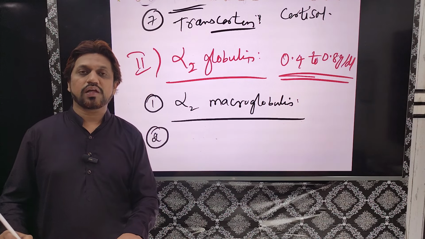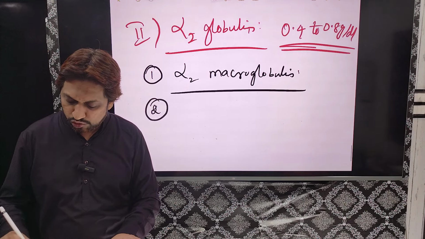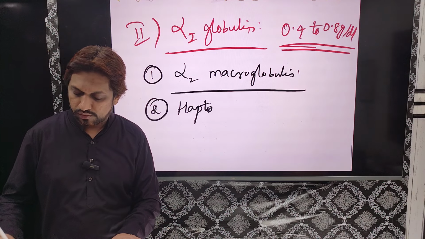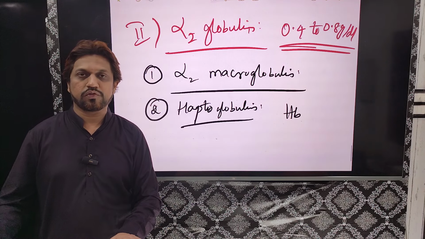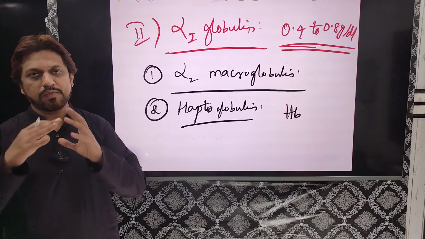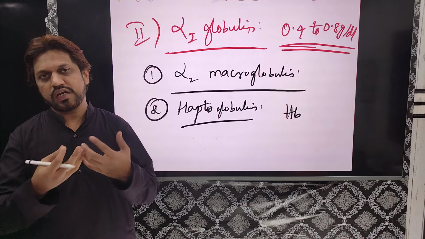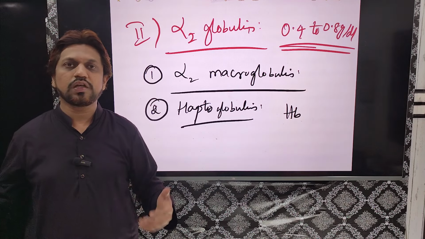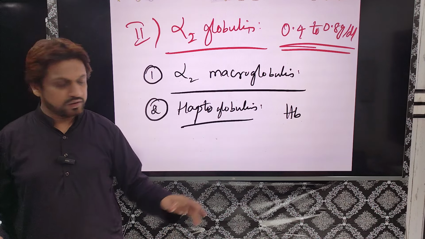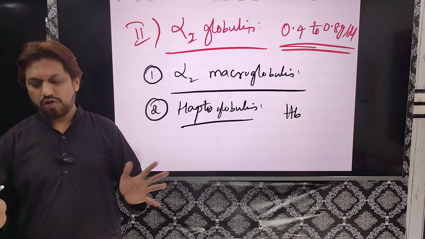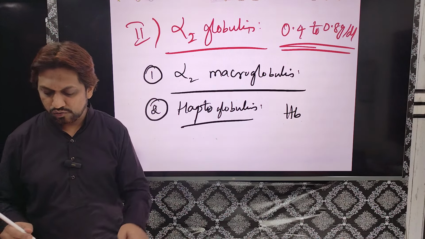Then the second one: again, these help in transport of various substances. For example, haptoglobulin helps in the transport of hemoglobin. Generally, after hemolysis, when the RBCs break down and the hemoglobin from inside the RBCs comes out into the circulation, it may try to be excreted through the urine. That is prevented by this alpha 2 globulin, which binds to the hemoglobin molecule and prevents its loss. The hemoglobin molecule plus this alpha 2 globulin is known as haptoglobulin. This is an alpha 2 globulin.